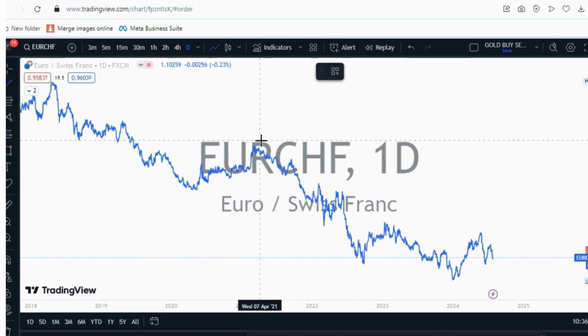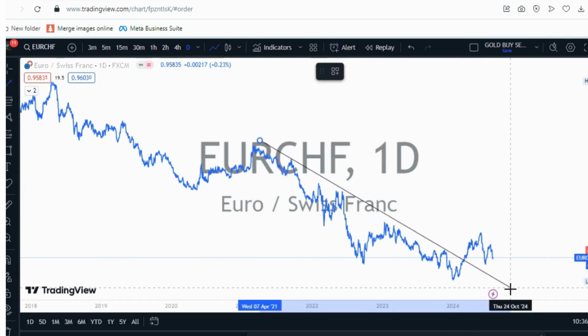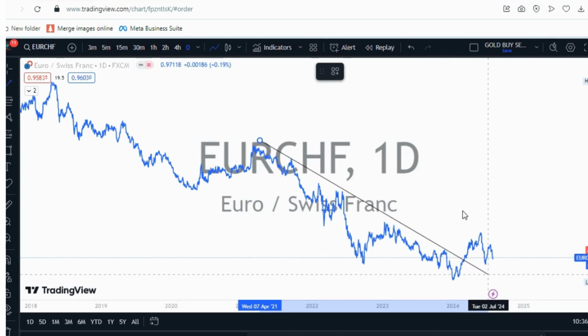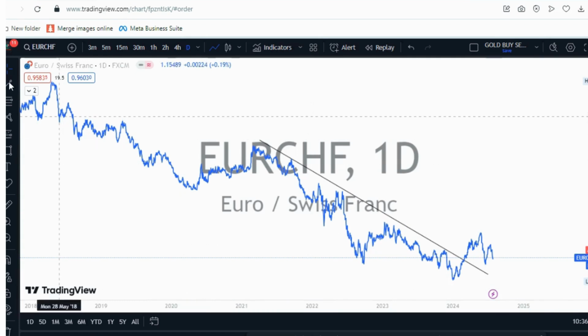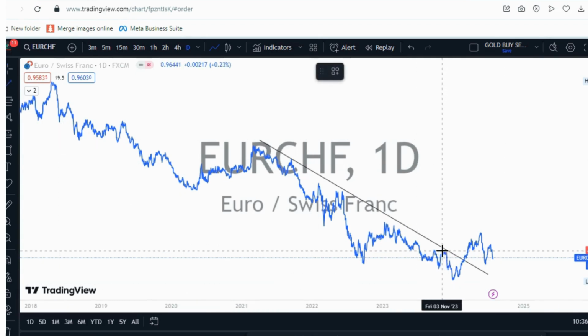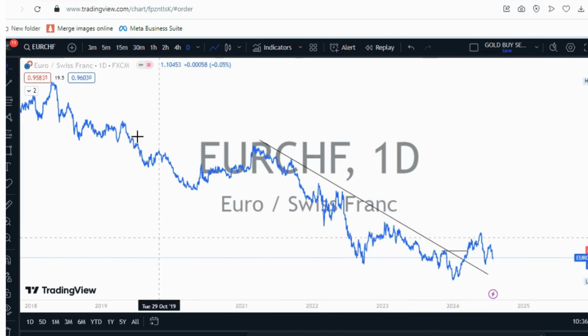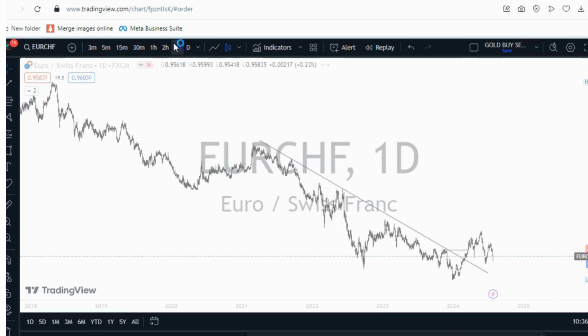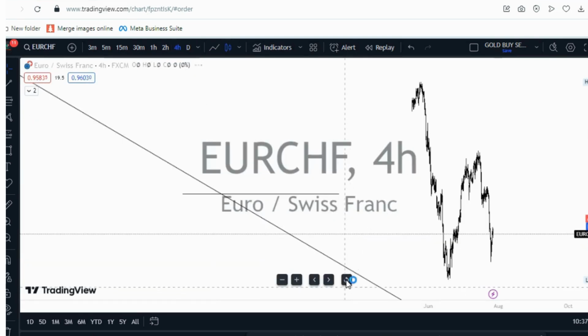See what happened? The market broke this trend line, and then it broke this high as well. Very significant. That means that the sentiments have changed. So we're looking for buying opportunities. Very, very nice. So let's zoom in into this area.